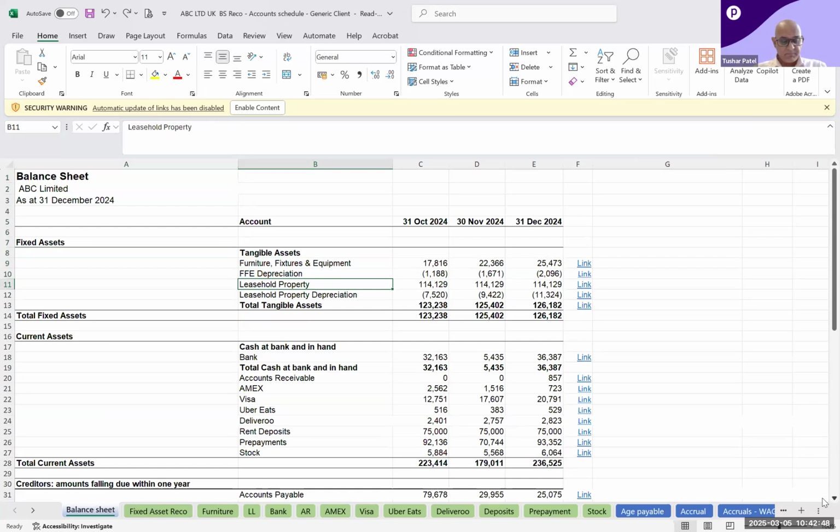The way that Paperchase presents the balance sheet, we provide a schedule for each one of these items within the balance sheet, because one number is effectively meaningless. So if you take the fixed asset, the furniture number of 25,473, what does that actually mean? What have you spent the money on?